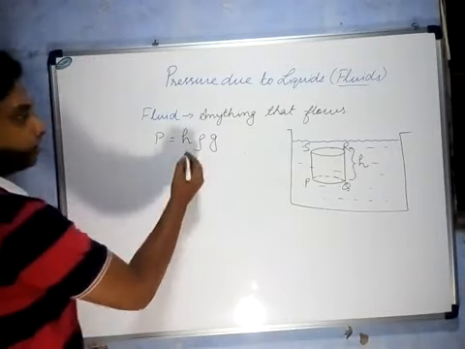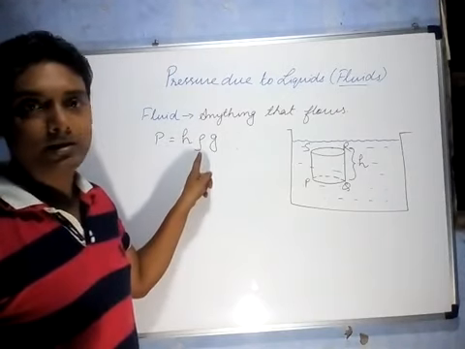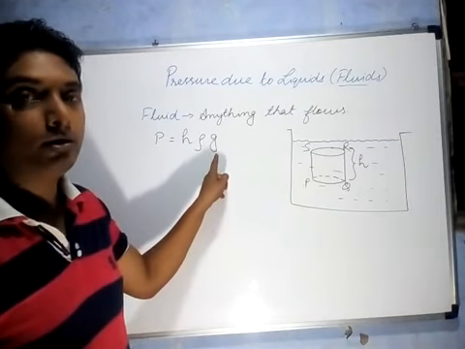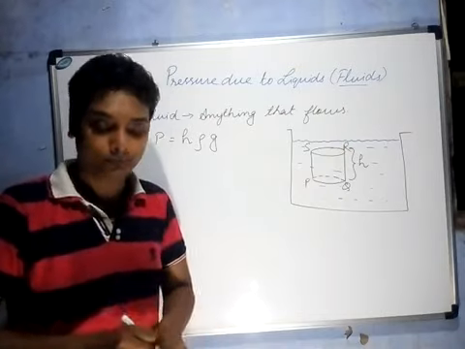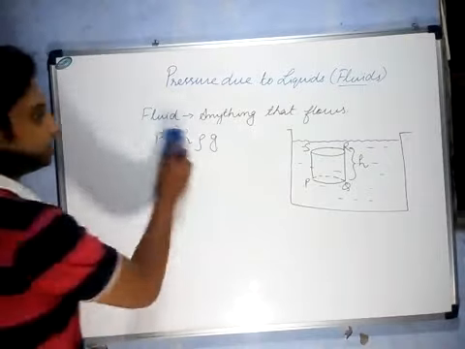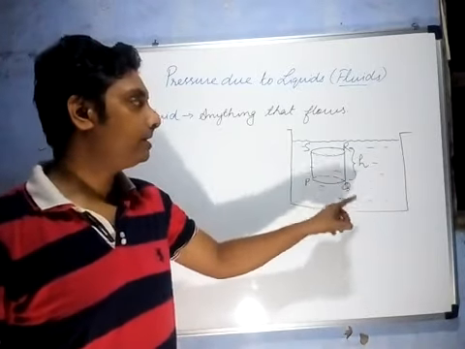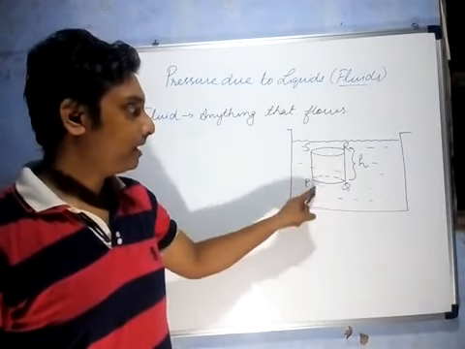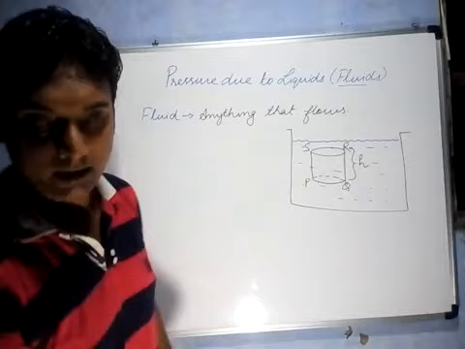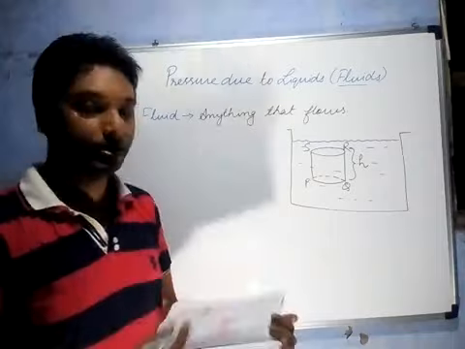What is H? H is the height of the liquid column. What is rho? Rho is the density of the liquid, and G is the gravitational pull or acceleration due to gravity on earth. Now I'll explain how this formula came. You can see on that side I have made a diagram. In this diagram there is a container, and in this container I have assumed a cylindrical part named P, Q, R and S. In this cylindrical part we will see how the formula of pressure comes.